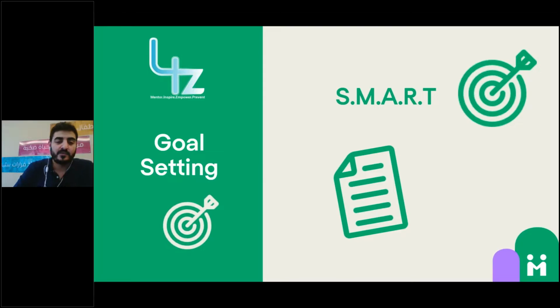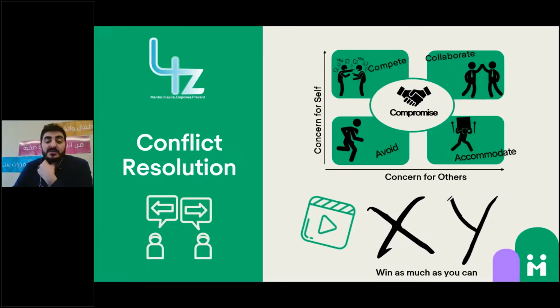In the goal setting session, we do an activity like darts to introduce SMART goals: specific, measurable, achievable, realistic, and time-bound, and we support the participants to write their goals. In the conflict resolution session, we have the X and Y, win as much as you can. It's an activity that you can find online.